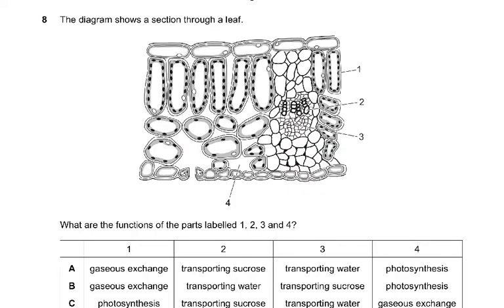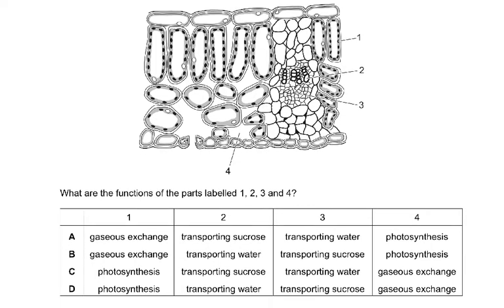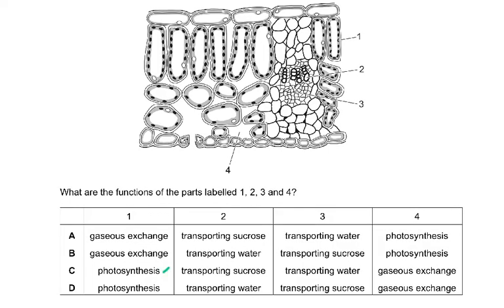Question 8. The diagram shows a section through a leaf. What are the functions of parts labeled 1, 2, 3, and 4? Now, what is 1? 1 is chloroplast, so it's photosynthesis, could be any of these answers. 2 is transporting water, so it's xylem. 3 is transporting sucrose, it's the phloem. And 4 is the air spaces, so that's gaseous exchange.